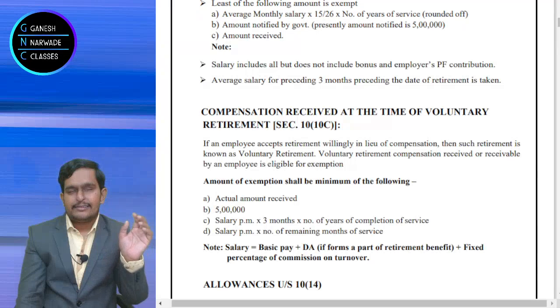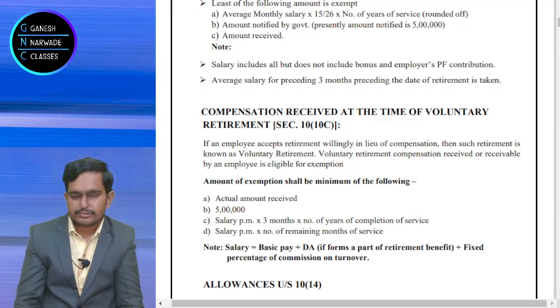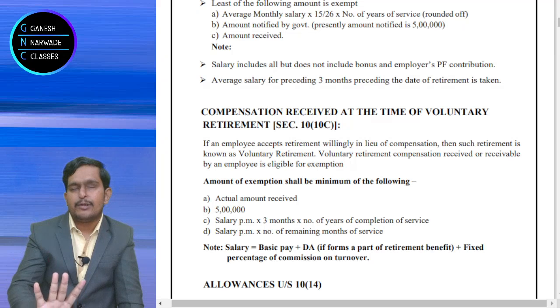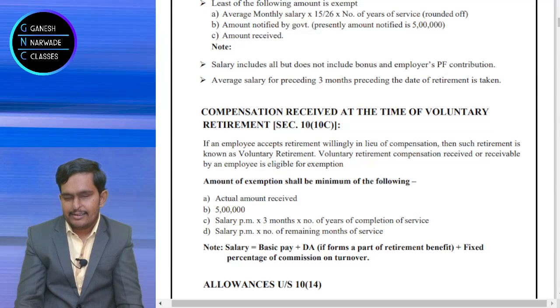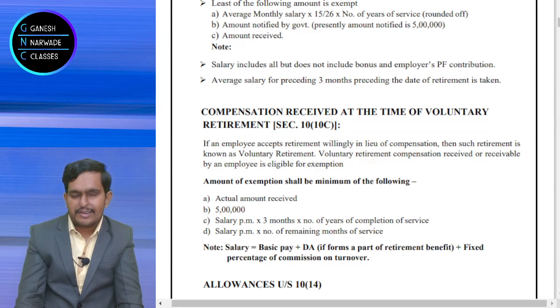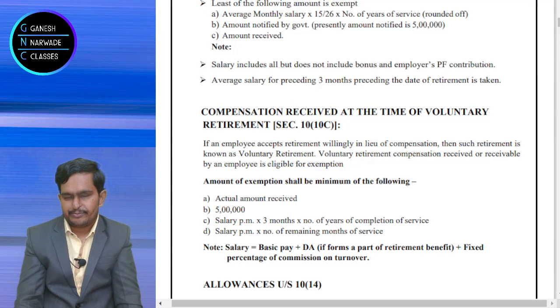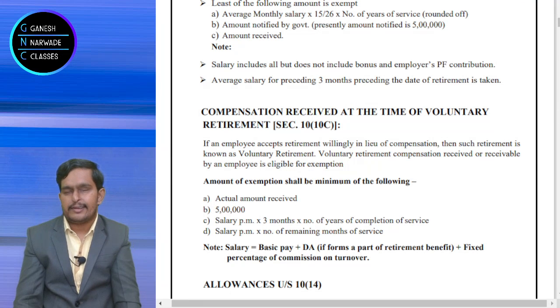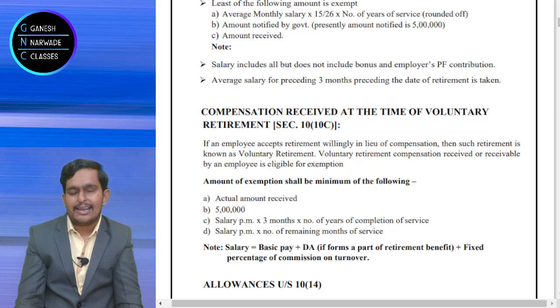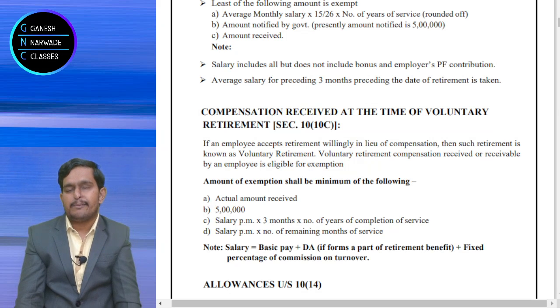Taxability says that take actual VRS received less least of the following four. First one, actual VRS. Second one, your 5 lakhs rupees. Third one, salary per month into 3 into completed years of service, ignore the fraction. And last thing, salary per month into remaining months of service.